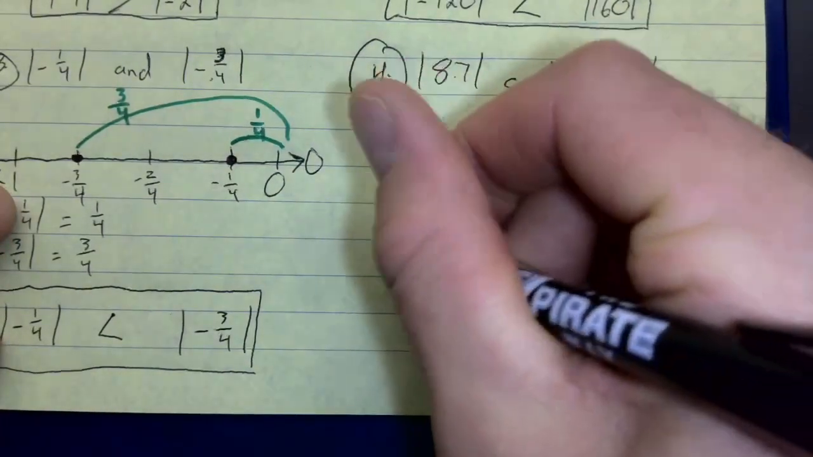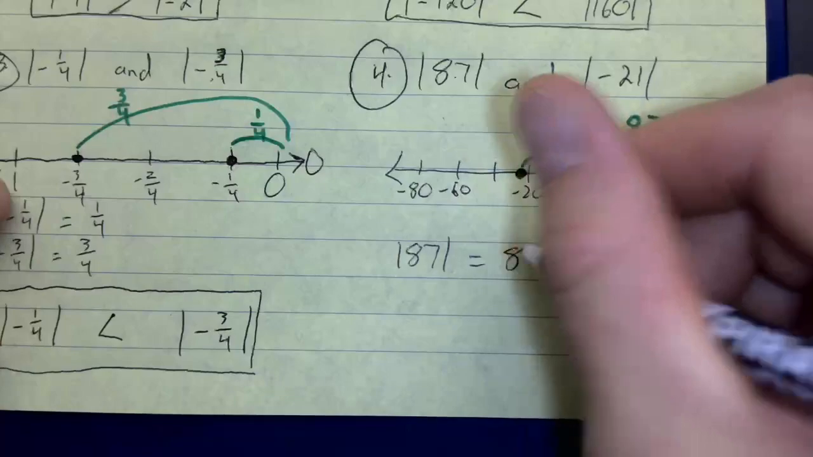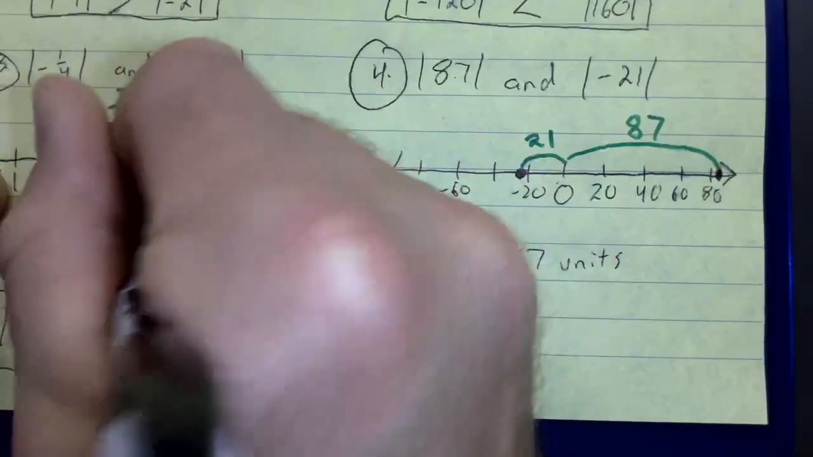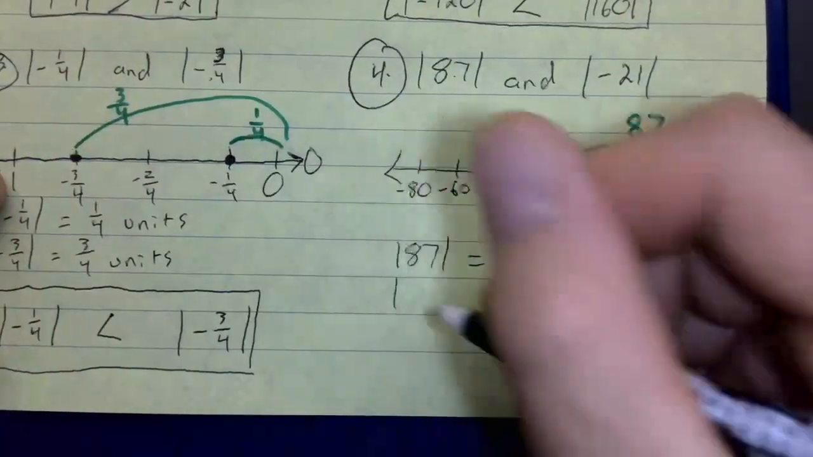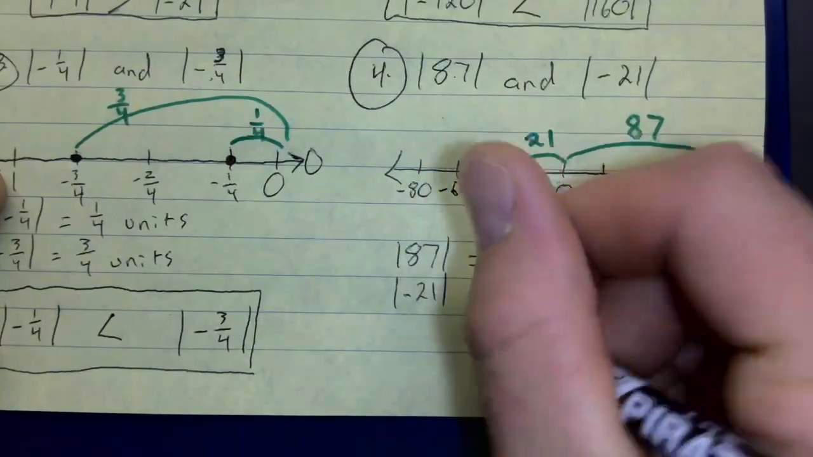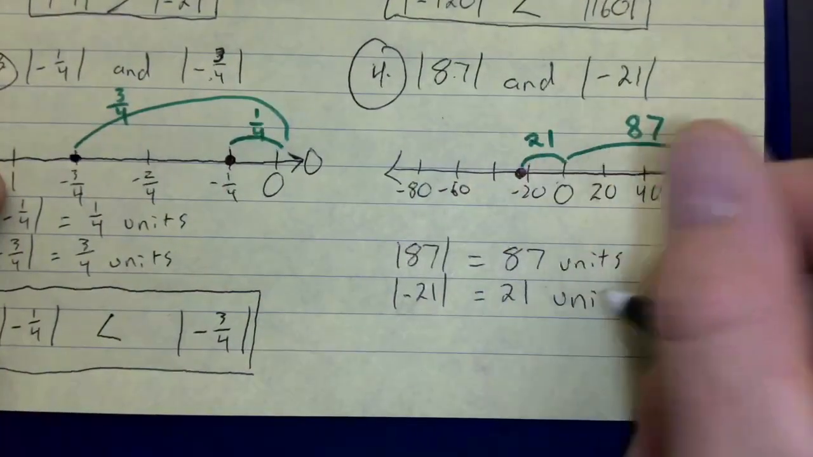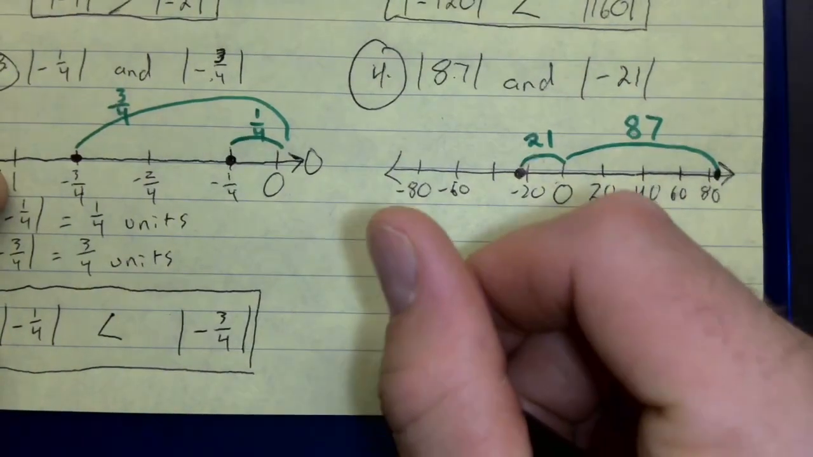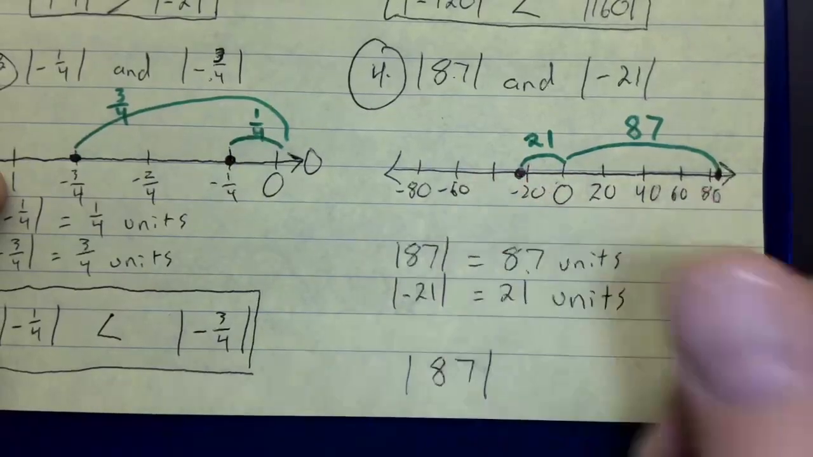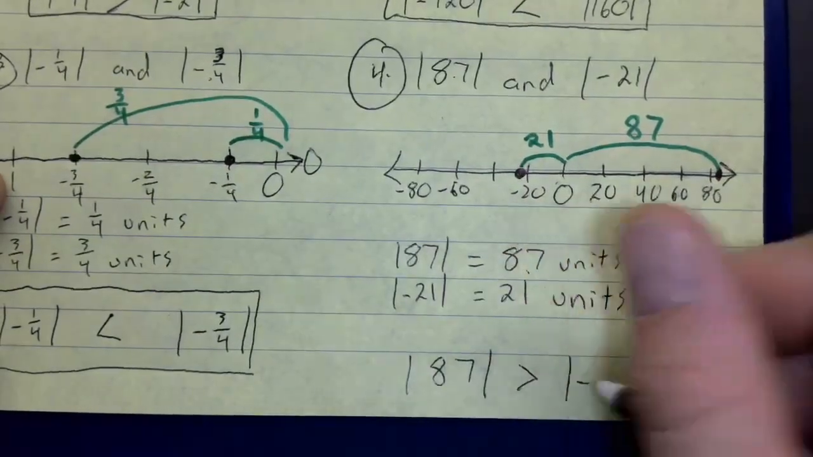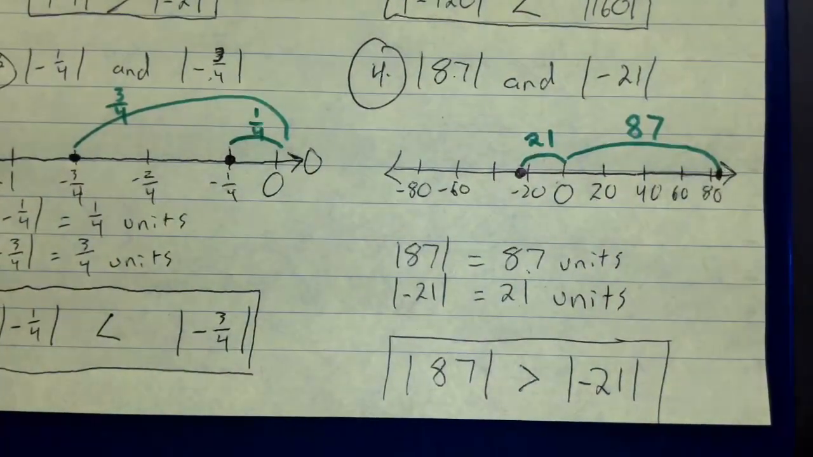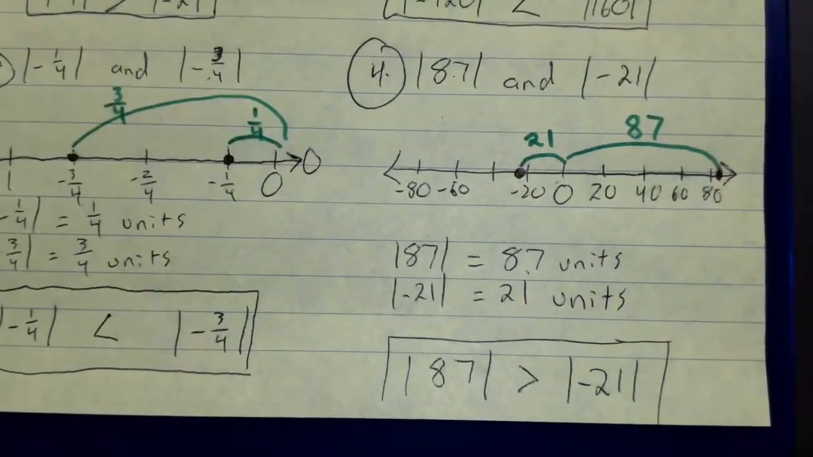The absolute value of 87 is 87 units. Oh, forgot to write units over here. Units. And the absolute value of negative 21 is 21 units. So we know 87 is larger than 21. So the absolute value of 87 is greater than the absolute value of negative 21. Greater than is your answer. That's it. Go and try numbers 5, 6, and 7 on your own.